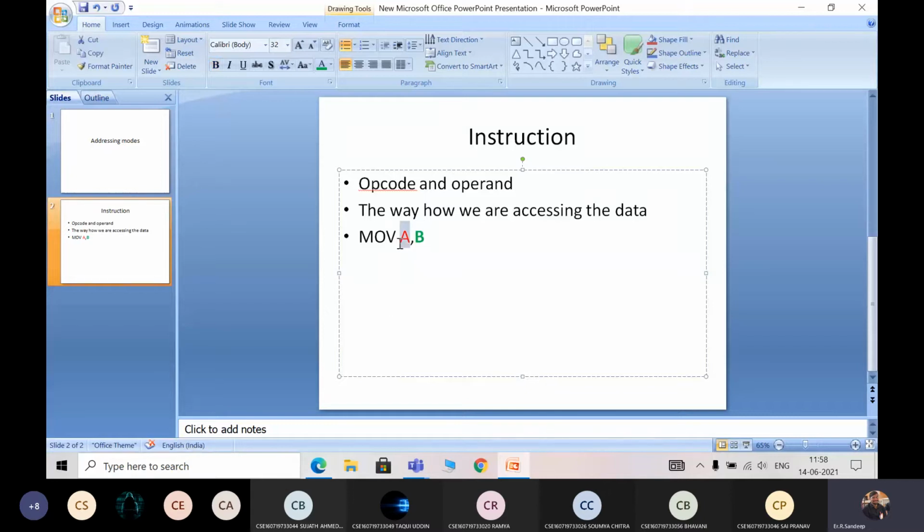Suppose in this scenario we are moving the data from the B register to A. The meaning of this is moving the data from B to A. Whatever contents are stored in the B register will be transferred to the register A. So which one will act as the source and which one will act as the destination? Can anyone tell me? Moving the data from the B register to A, which is the source and which is the destination?